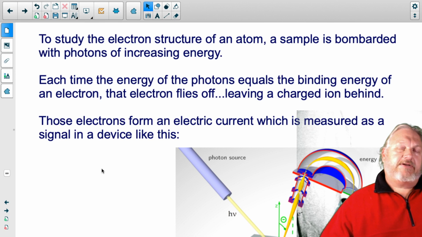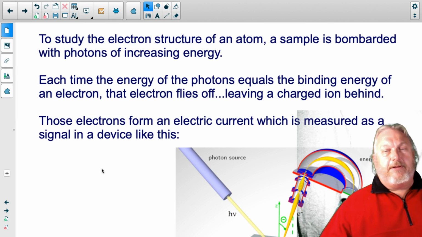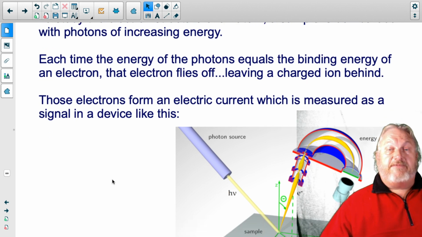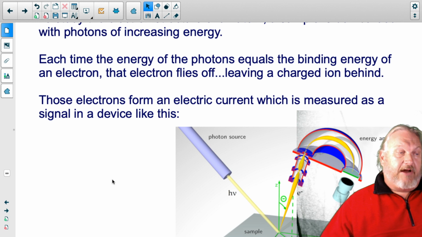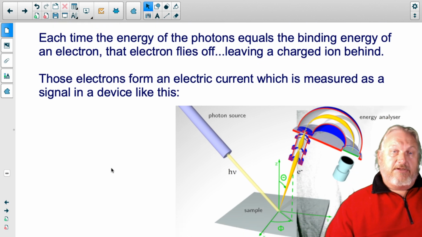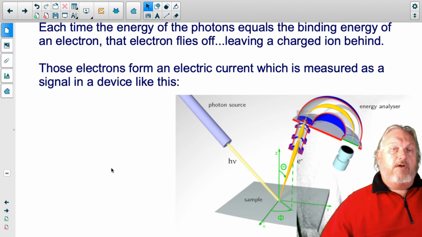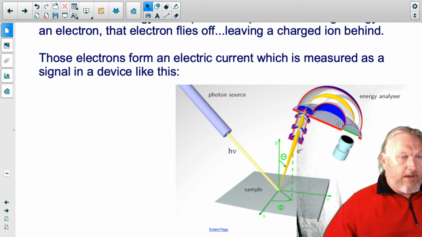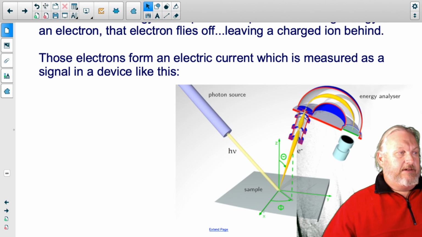To study the electronic structure of an atom, a sample is bombarded with photons of increasing energy. Each time the energy of the photon equals the binding energy of an electron, that electron will fly off and leave a charged ion behind. So these electrons form an electric current, which is measured as a signal in a device like this. So these are the photons, this is the light, and it hits the sample in an ultra high vacuum. Then these electrons will come off and they will be analyzed and we'll get a spectrum.